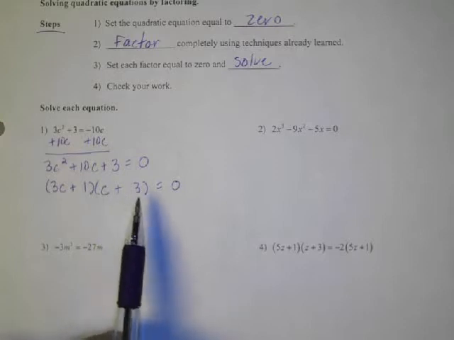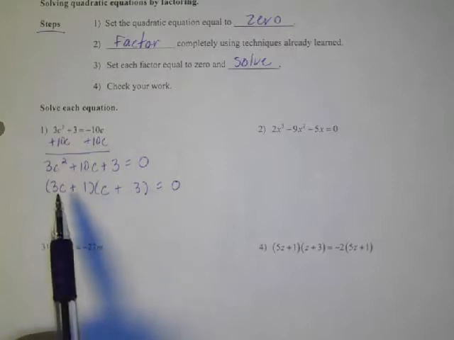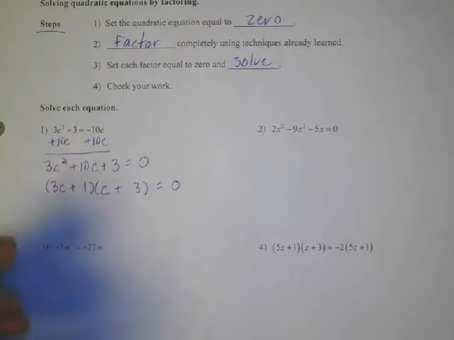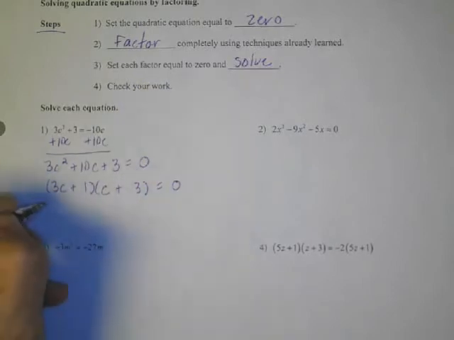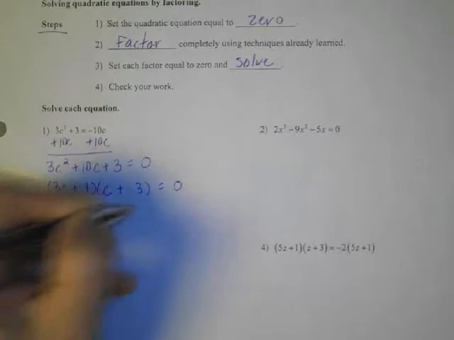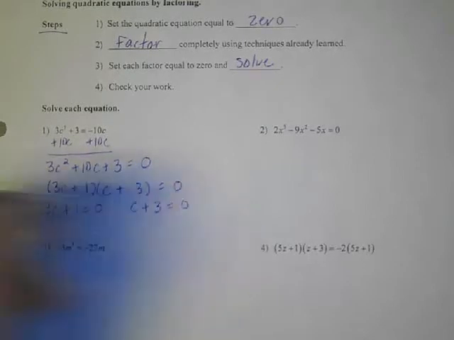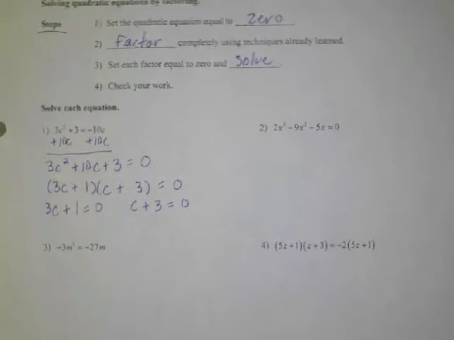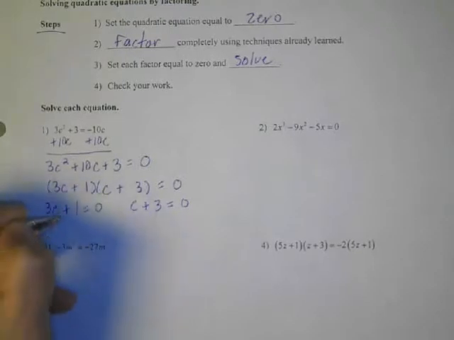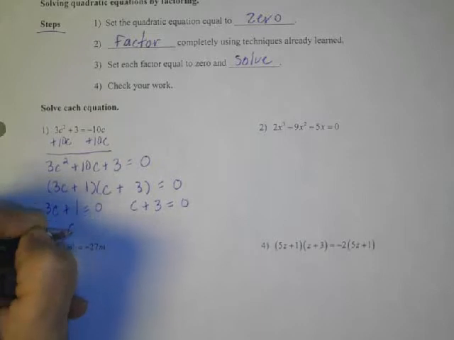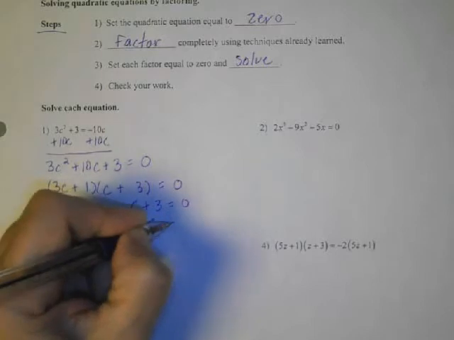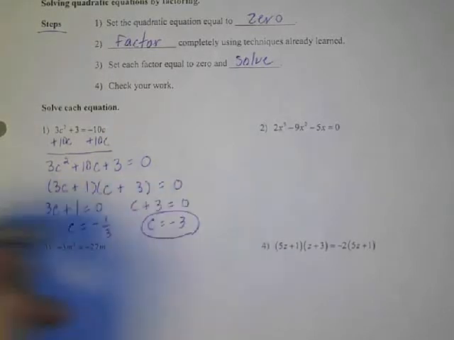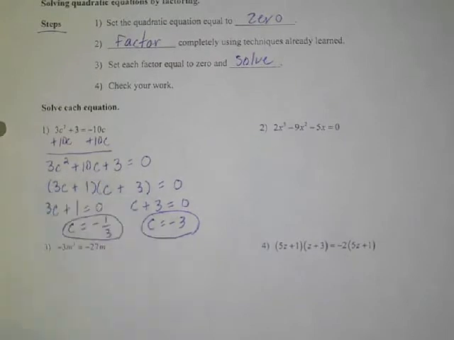Now if all I was asked to do was factor, I'd be done. But I've been asked to solve. I want to know answers to c. Step 3 from above says set each factor now equal to 0. 3c plus 1 equals 0, and c plus 3 equals 0. I'm going to solve each of these equations for my answers. The first will be subtract 1, divided by 3. c equals negative 1/3. The other one is subtract 3, so c equals negative 3. So I have an answer of negative 3, and I have an answer of negative 1/3.